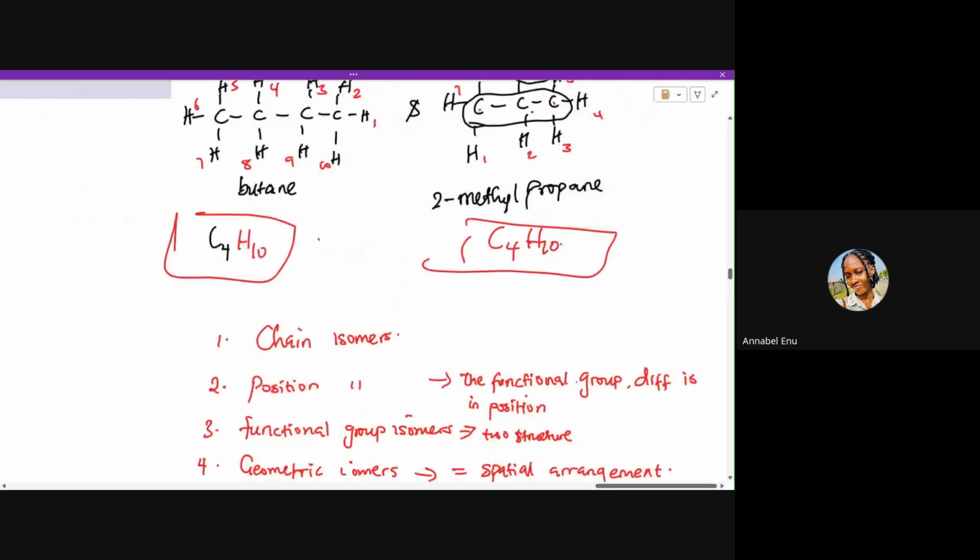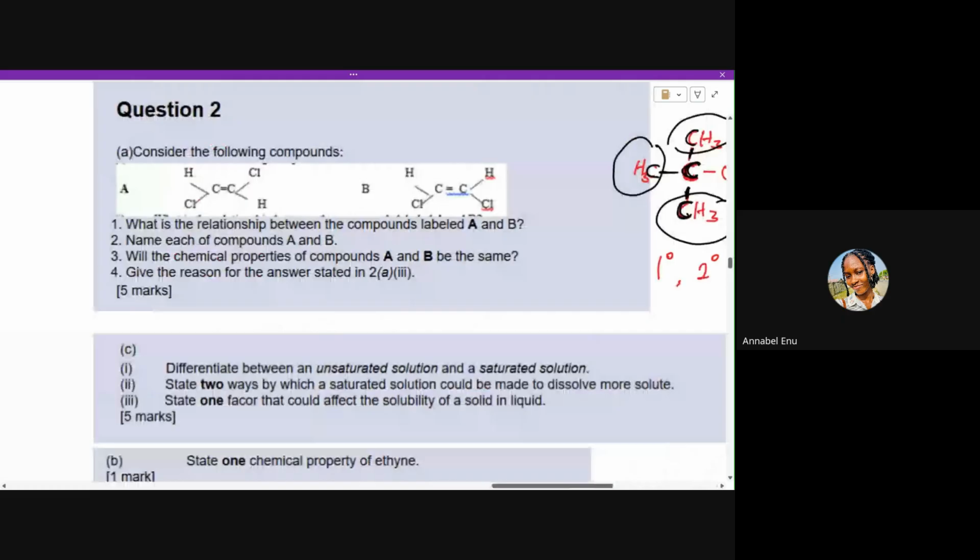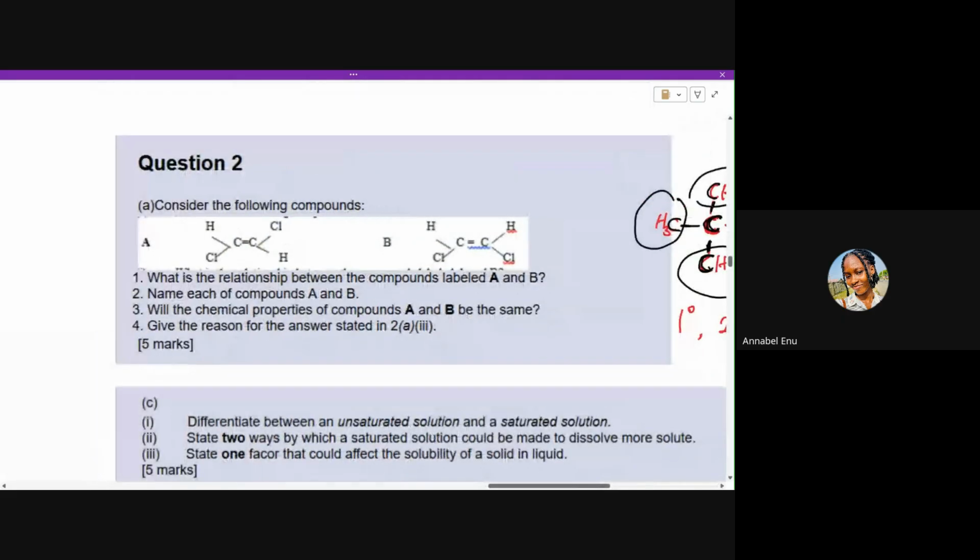Now let's go back to one of the past questions I showed earlier. Now we say consider the following compounds. I hope you can see the screen clearly. Now this compound A, this is a past question. Compound A and compound B are both the compounds that we just dealt with now. So the first question is, what is the relationship between the compounds labeled A and B? Someone should tell us what's the relationship.